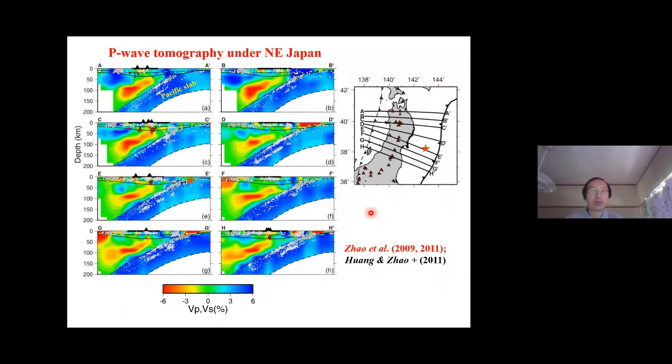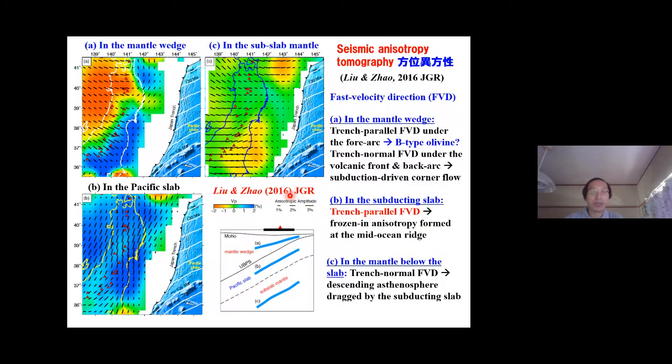This figure shows a high resolution anisotropic tomography beneath northeast Japan. Figure A shows an image in the central part of the mantle wedge. You can see here, this is a deepening plane. B shows the image within the subducting slab. And C shows the image below the subducting slab, in the mantle below the slab. Once again, the red and blue colors show the isotropic velocity, but the black bars show the fast velocity direction of azimuthal anisotropy.